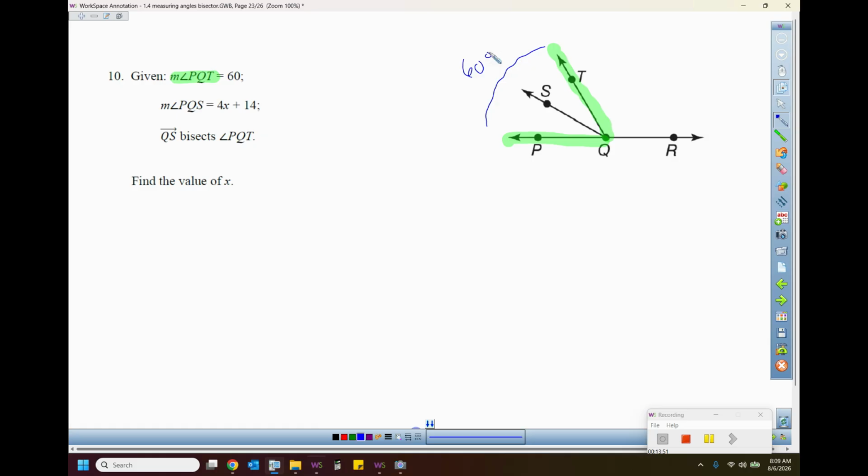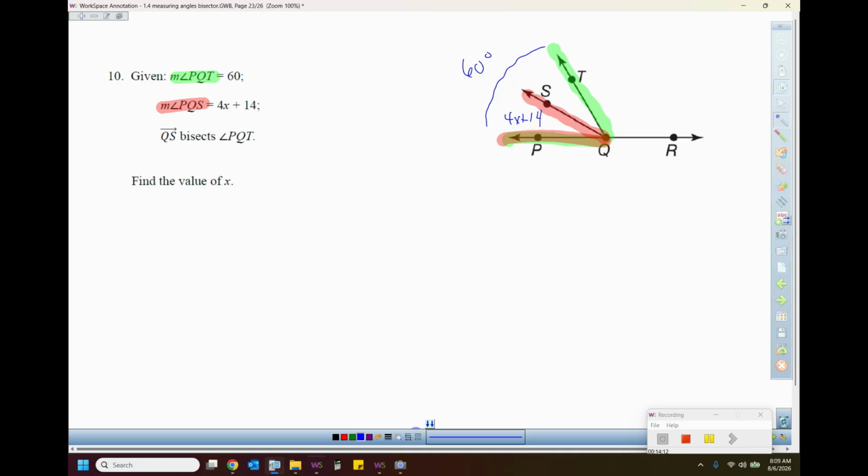And honestly, I'm kind of a silly dude. I call that big swoop right here the big old honker McGee because that's saying that entire angle right there is 60 degrees. Then this guy, angle PQS, from P to Q to S, is 4x plus 14, so I'll put that in the picture. Yep, you got to have all this stuff in your picture to get all your points for me.